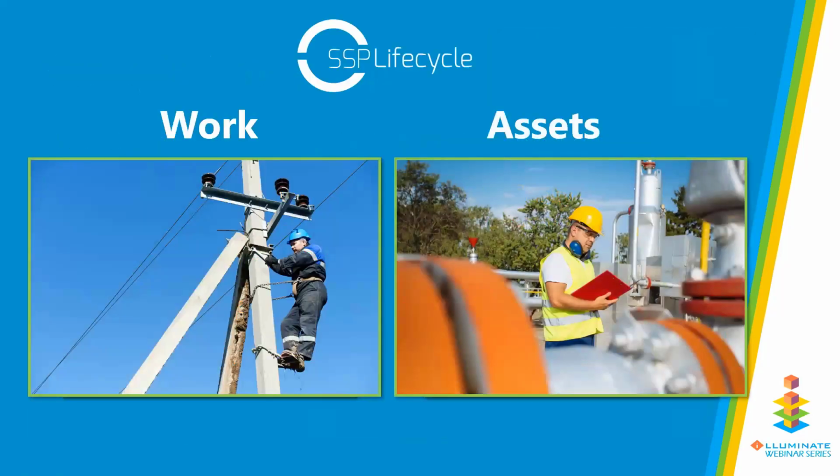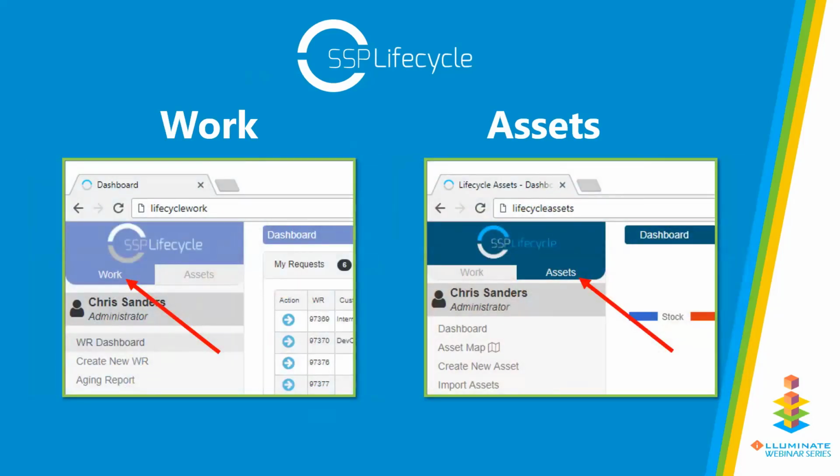SSP Lifecycle is a utility-focused work and asset management platform. It provides comprehensive work management and enterprise asset management capability to utilities, and it's composed of 2 modules, Lifecycle Work and Lifecycle Assets. When you launch Lifecycle, you can enter into either a work dashboard or an asset dashboard, and each module can be implemented separately or together to provide an enterprise system of record for asset and work management.